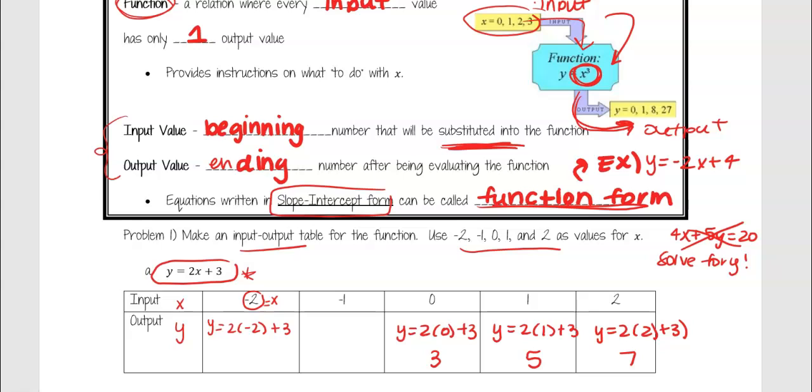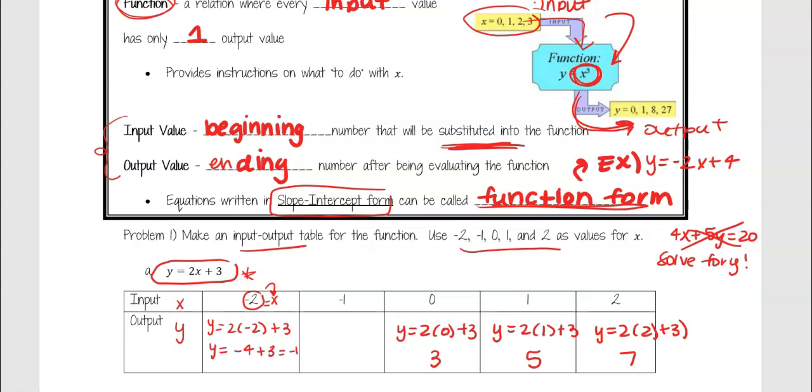Notice the x is gone, right? This equals x. So why would I keep x if I know x is negative 2? I substitute it in for x, and then I'm just evaluating. 2 times negative 2 is negative 4, plus 3 gives me negative 1 is my output.